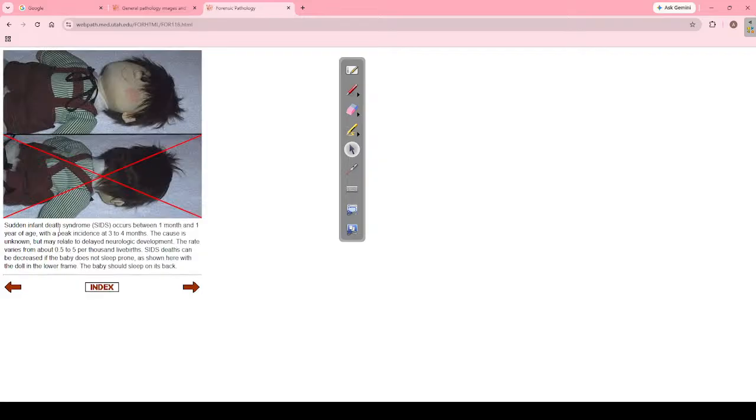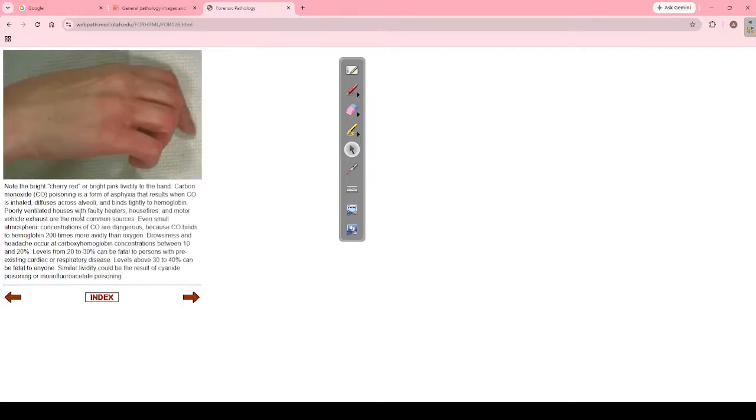SIDS occurs between 1 month to 1 year of age. It may be of unknown cause, but it is related to delayed neurological development and varies from 0.5 to 5 per thousand live births. SIDS can be decreased if the baby doesn't sleep prone. Baby should always sleep on their back, not even a little bit to the side.